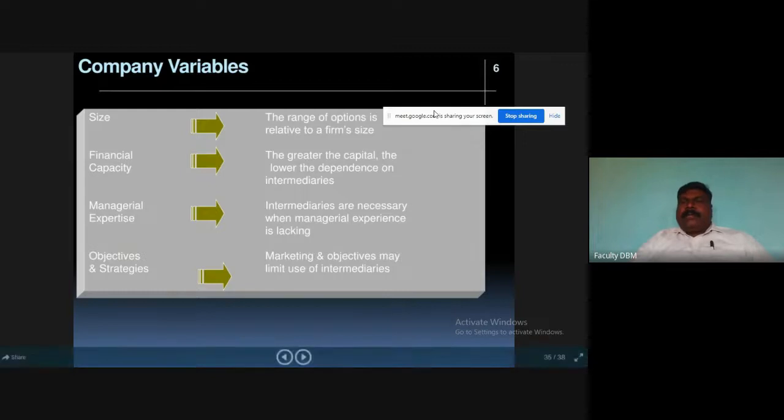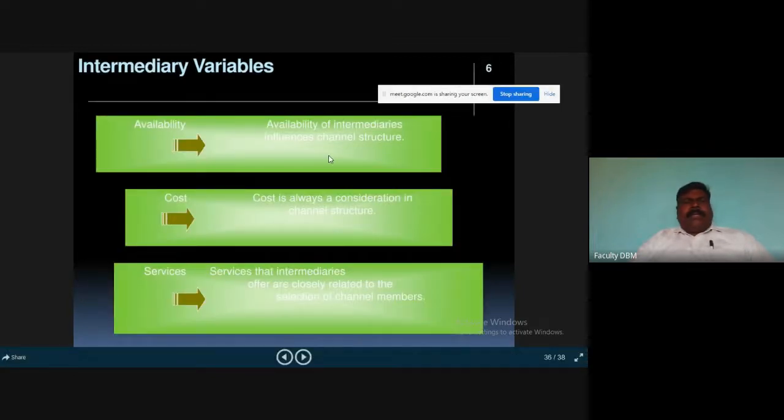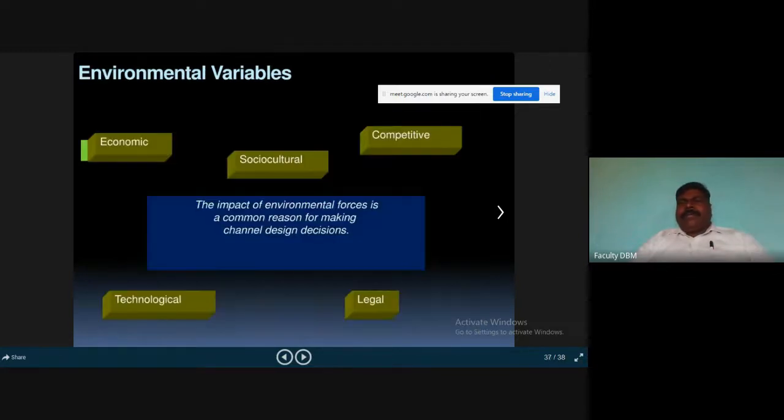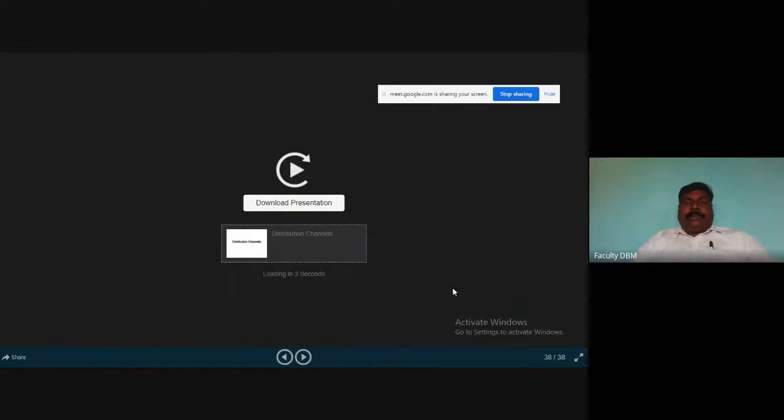You can just read this. And we have intermediary availability, cost, and services. Mostly we'll see the intermediaries and environment variables. These are economic, social, competitive, technological, and legal. And the behavioral aspects: congruent roles of channel members, being aware of available power bases, and attending to influence behavior problems and distorting communications.